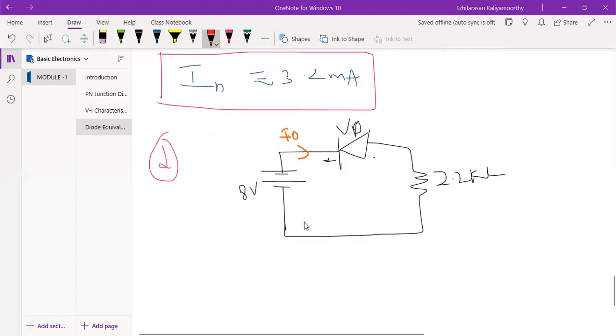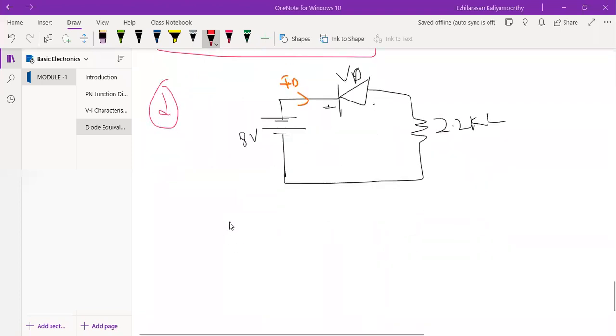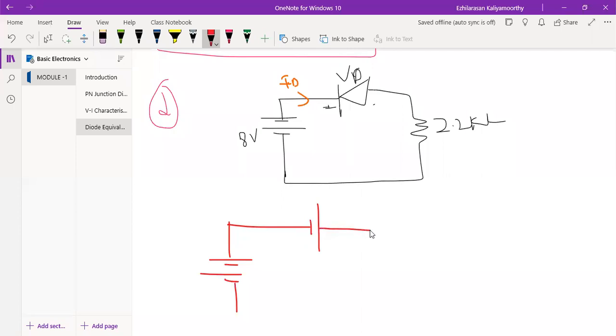Yes. The answer is 0. The reason is the diode is reverse biased. If the diode is reverse biased, how will the diagram come now? Equivalent diagram. Let me draw an equivalent diagram. See this? This is the equivalent, right? So this will become like this. The circuit will become like this. Now this is reverse bias. With the reverse bias, what will happen? The diode doesn't conduct. The diode doesn't conduct.